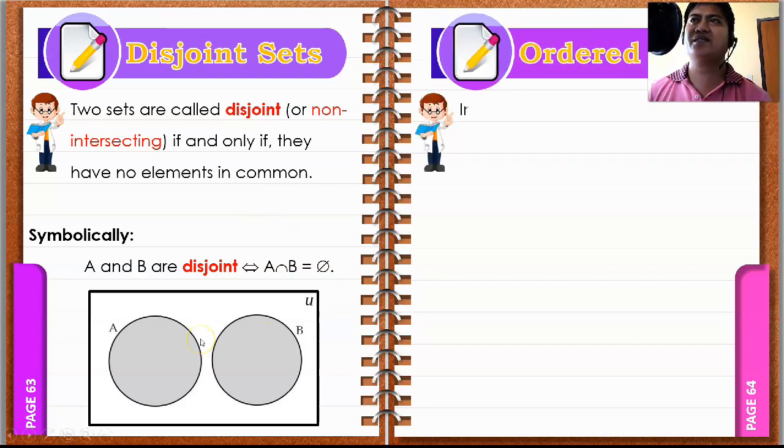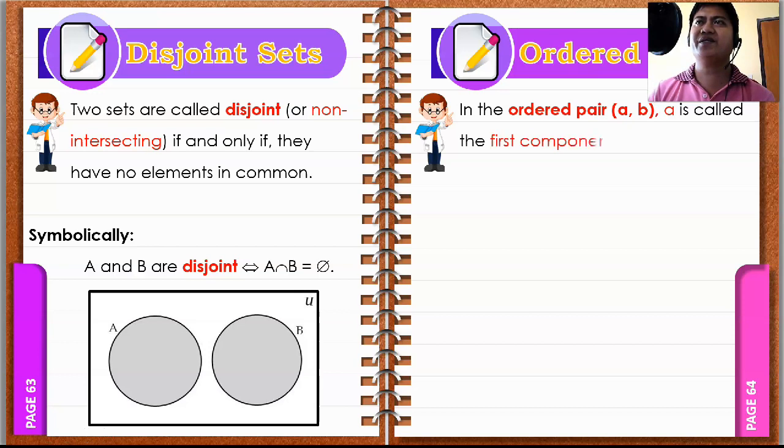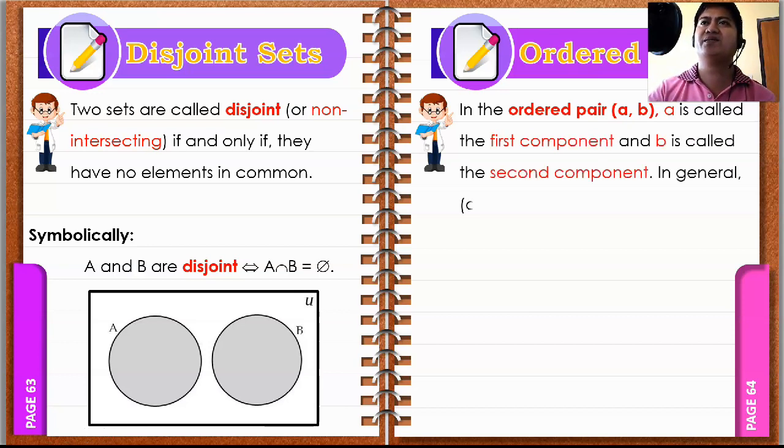So next is the ordered pairs. In the ordered pair (A, B), A is called the first component and B is called the second component.